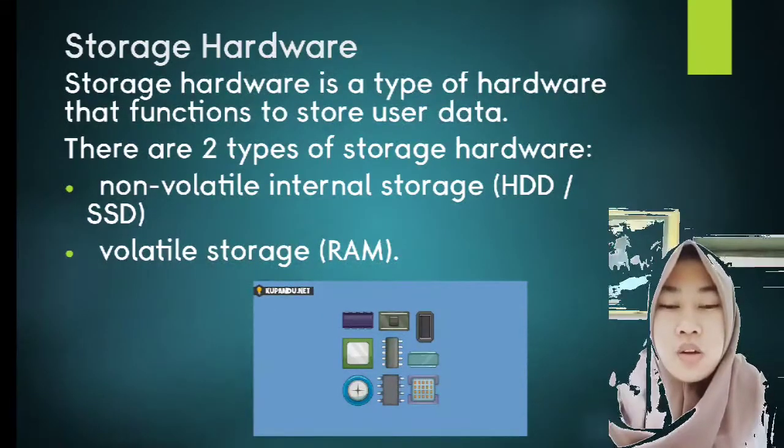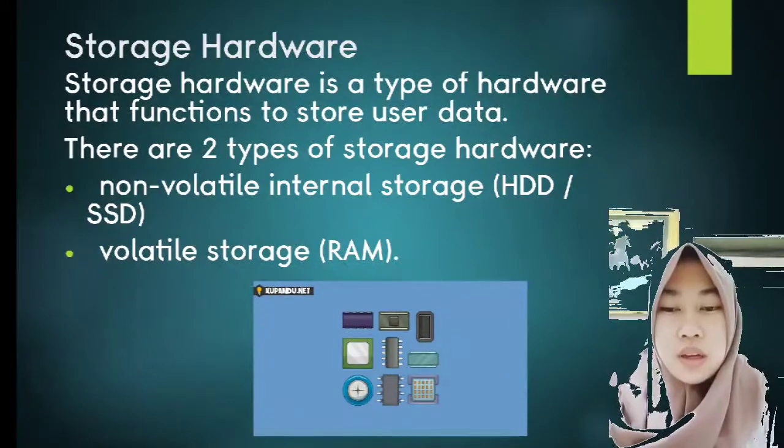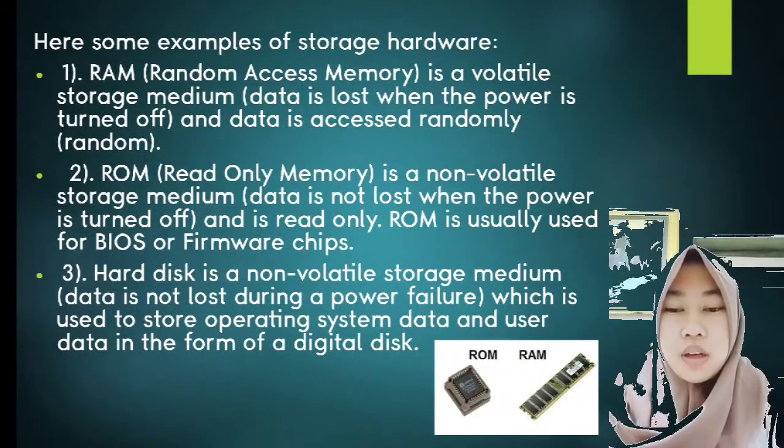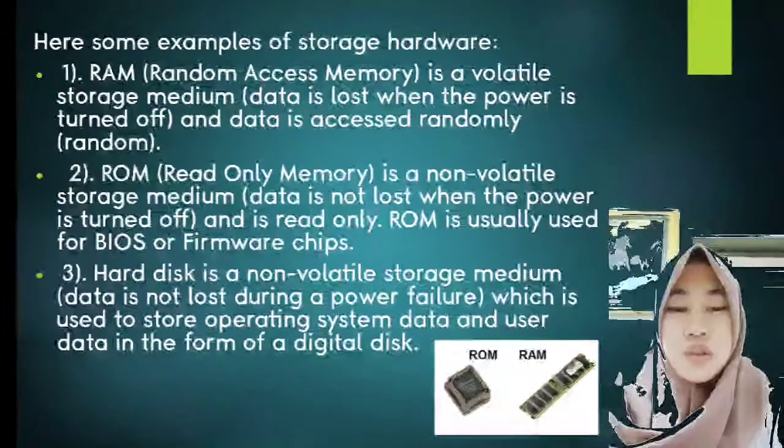Thank you. Alright, for the next part is storage hardware. Storage hardware is the type of hardware that functions to store data. There are two types of storage hardware: non-volatile internal storage, HDD or SSD, and volatile storage, RAM. Here are some examples of storage hardware. 1. RAM. Random access memory is a volatile storage medium. Data is lost when the power is turned off, and the data is accessed randomly.